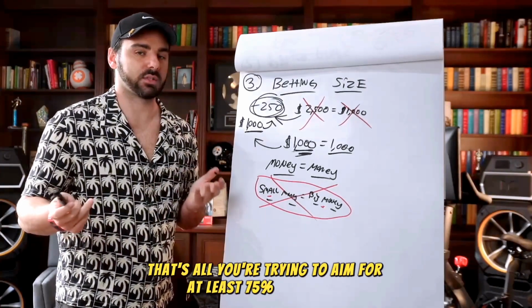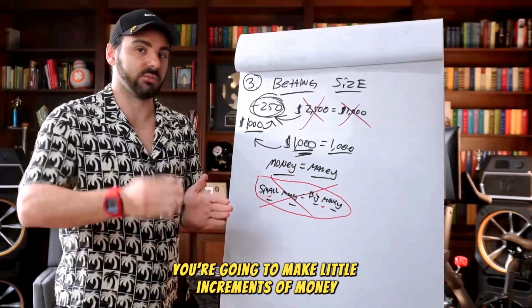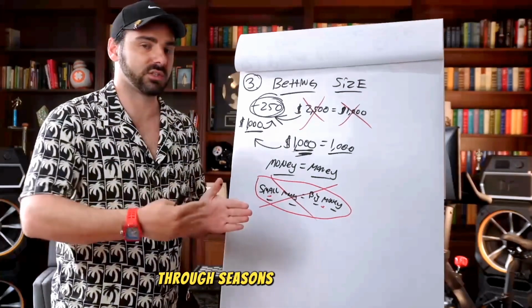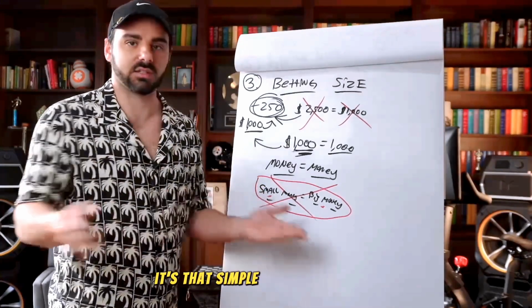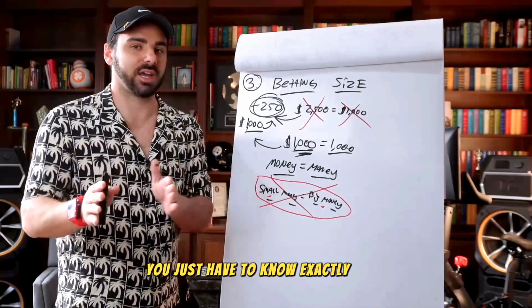At least 75% long term, you are going to make some money. You're going to make little increments of money, and it's going to add up over the course of the entire year, through seasons, through years. It's just going to keep adding up. It's that simple. It's not too hard. Trust me, it's not too hard. You just have to know exactly what to do.